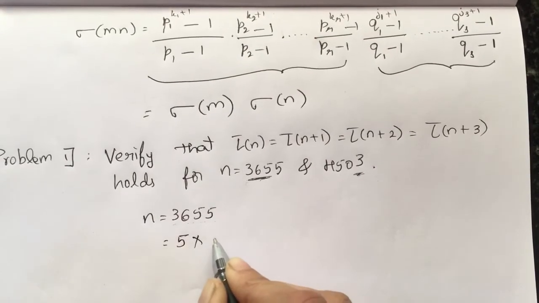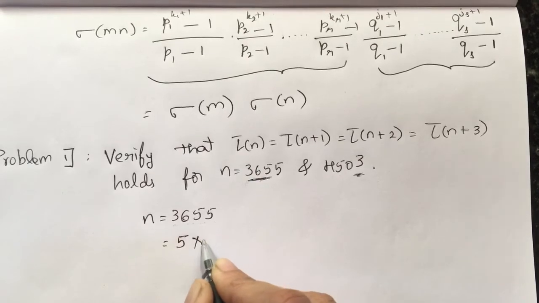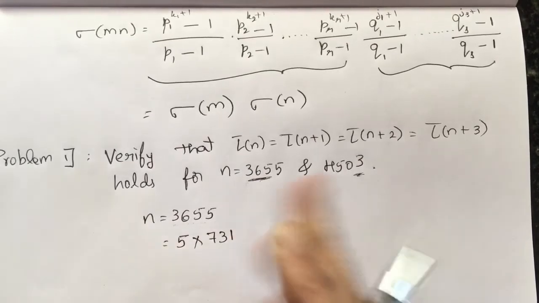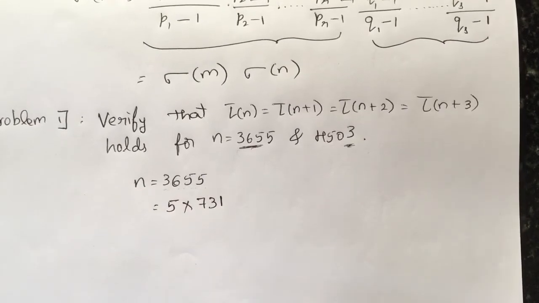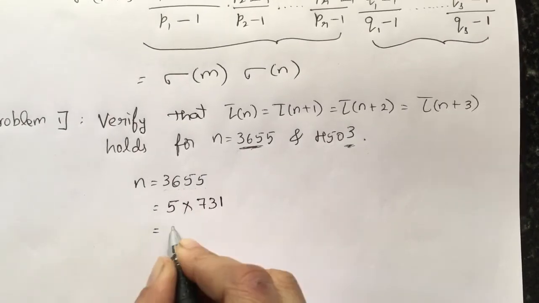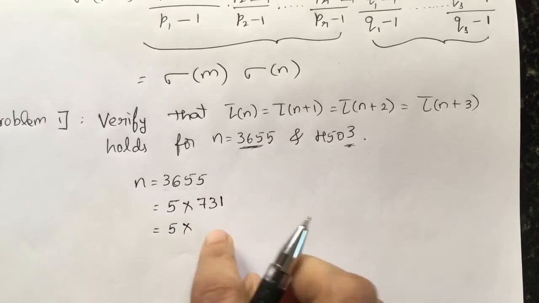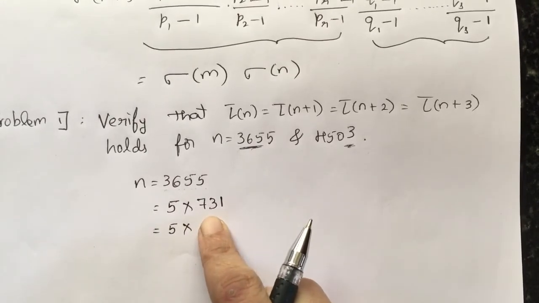Can write it as 5 into 731. I have already done the calculation, I'll just write it down. Okay. So now 731, again I'll try to write it as a product of primes.